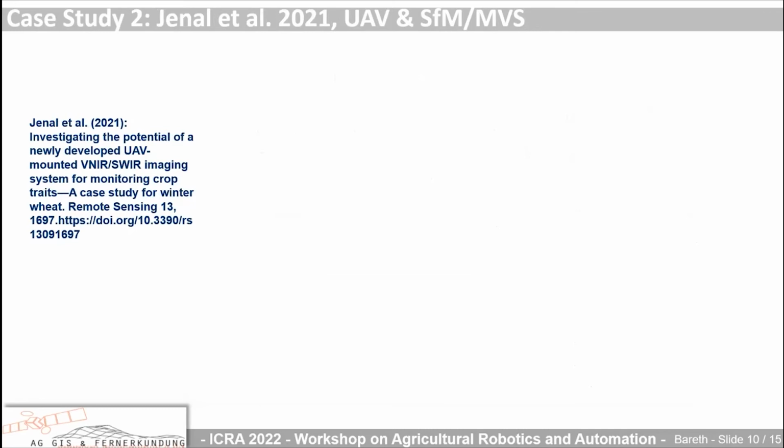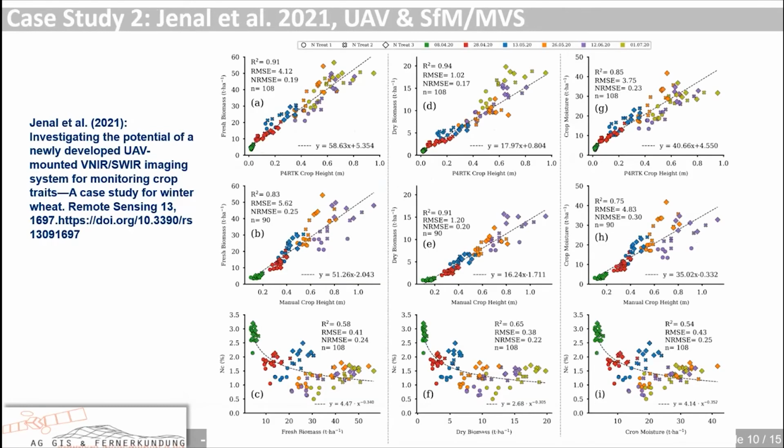This is case study two, which I would like to introduce, which we do in winter wheat. What you see here in the first row is the crop height derived with a UAV, a DJI Phantom 4 RTK drone. Then we have the manual crop height measurements, and we have nitrogen concentration plotted against fresh, dry, and crop moisture, which I come to later.